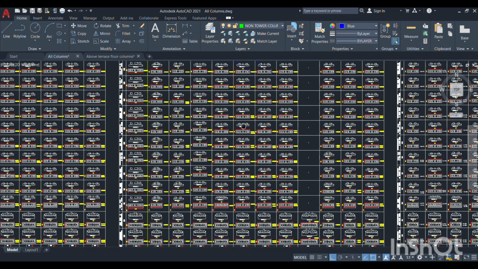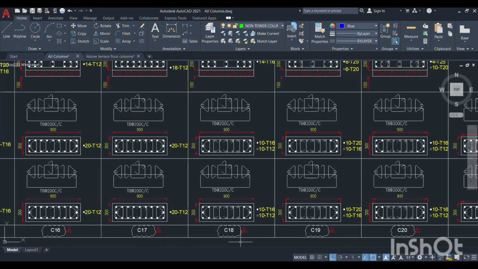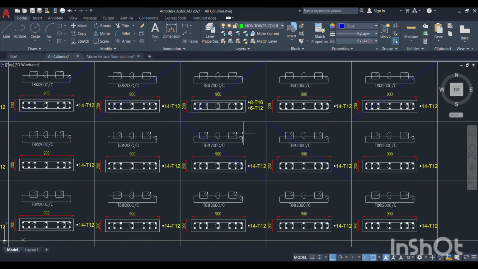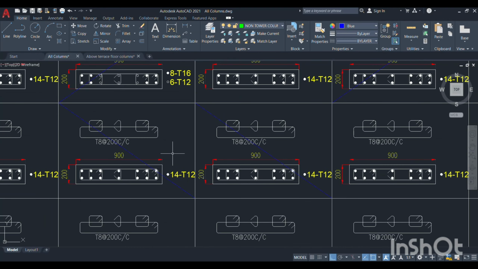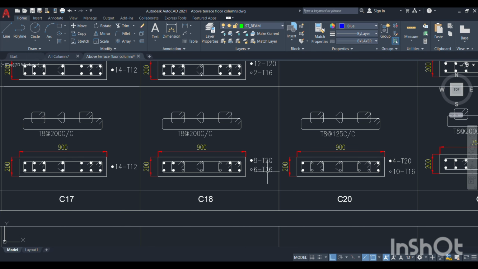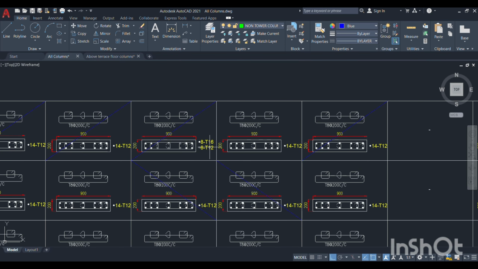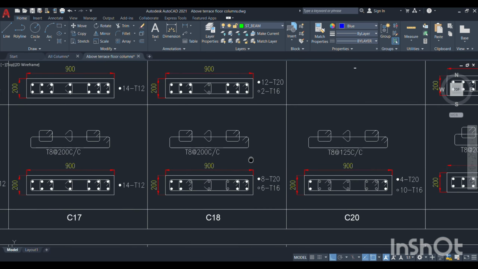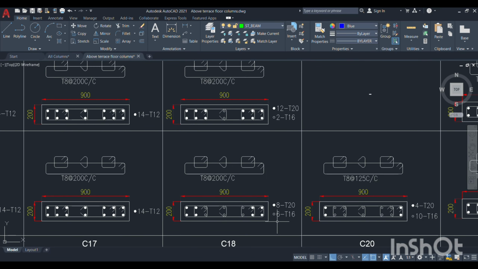So where C18 is, this is the C18. And C19, which has 20 mm dia rods, has changes. Here 14 number of 12 is there at the 10th floor level, and you see here 8 of 20 and 6 of 16, instead of 8 of 16 and 6 of 12. So this has been revised into 8 of 20 and 6 of 16.